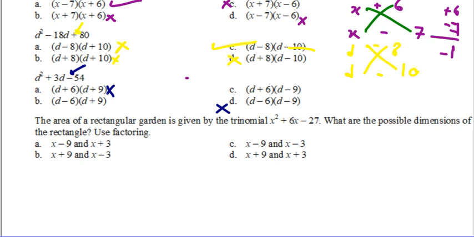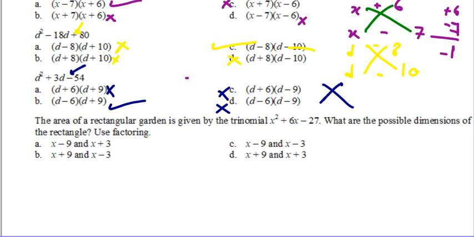But C gives negative 9 plus positive 6 equals negative 3, and this is positive 3. So the larger number must have the same sign as the middle term. 9 is larger than 6, so 9 must be positive like the middle term. So this is the correct answer, and this is not.